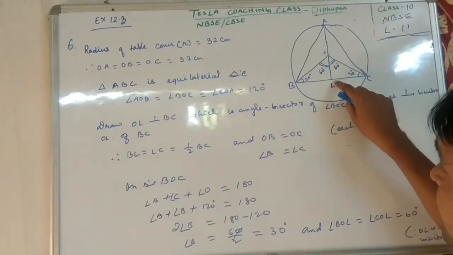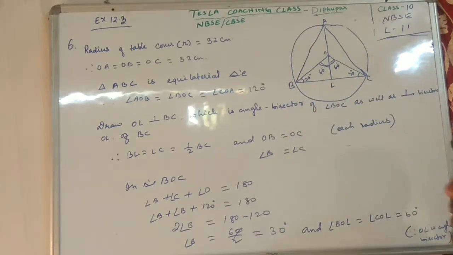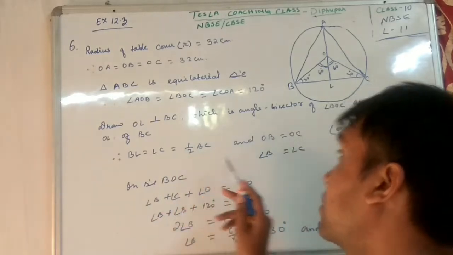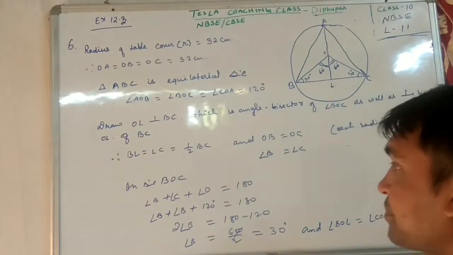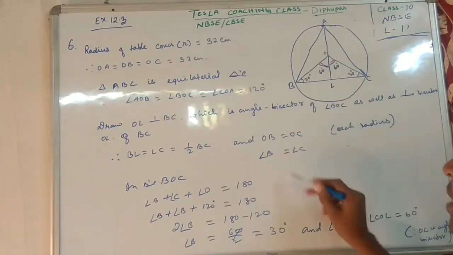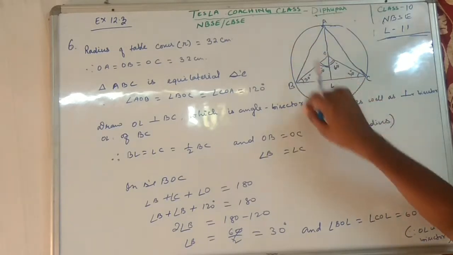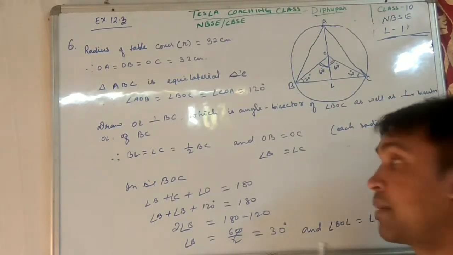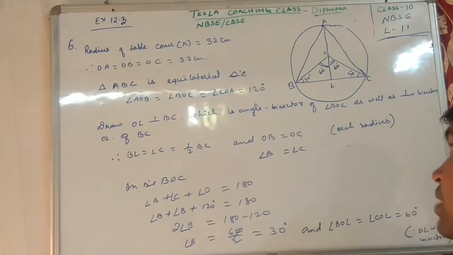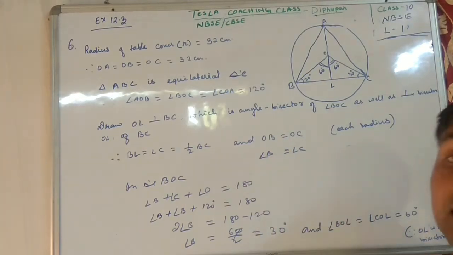If it is a perpendicular bisector, then BC will be divided into two equal parts, BL and LC. Therefore BL equals LC equals half of BC. And OB is equal to OC. Why? Because OB and OC are the radii of this tablecloth, that is, the circle. So OB is equal to OC, then angle B will also be equal to angle C, because angles opposite to equal sides are equal.